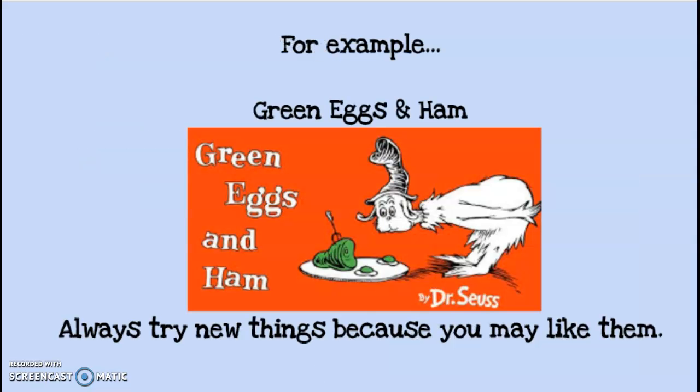So for example, in Green Eggs and Ham, the central message might be to always try new things because you may like them. If you know this story, you know that over and over again, he said, no, I do not like green eggs and ham. I do not like them, Sam, I am. But at the very end, he tried them, and guess what? He liked them. So the central message that the author wants you to know is always try something new because you actually may like them.